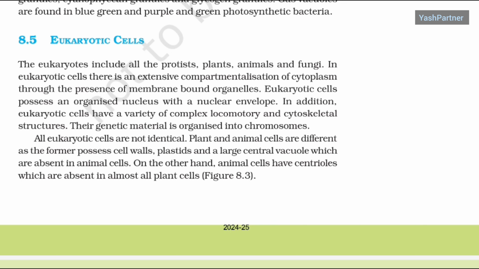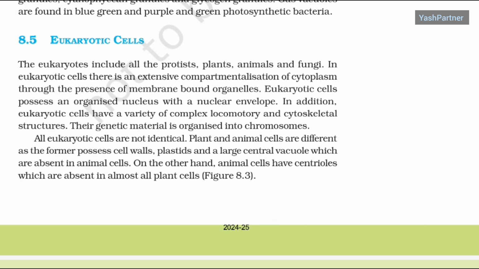8.5 Eukaryotic cells. The eukaryotes include all the protists, plants, animals, and fungi. In eukaryotic cells, there is an extensive compartmentalization of cytoplasm through the presence of membrane-bound organelles. Eukaryotic cells possess an organized nucleus with a nuclear envelope. In addition, eukaryotic cells have a variety of complex locomotory and cytoskeletal structures. Their genetic material is organized into chromosomes.